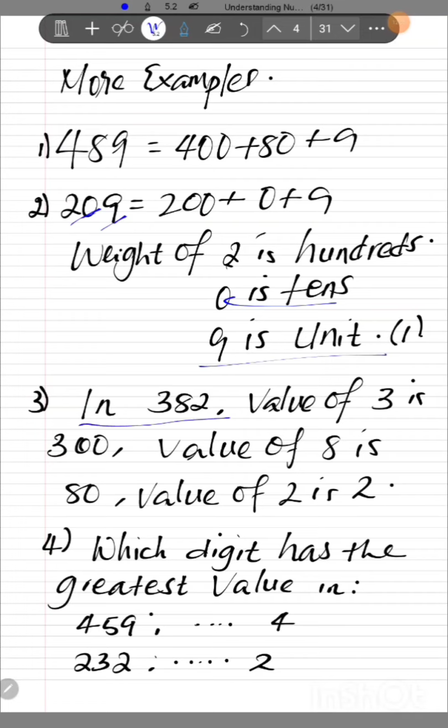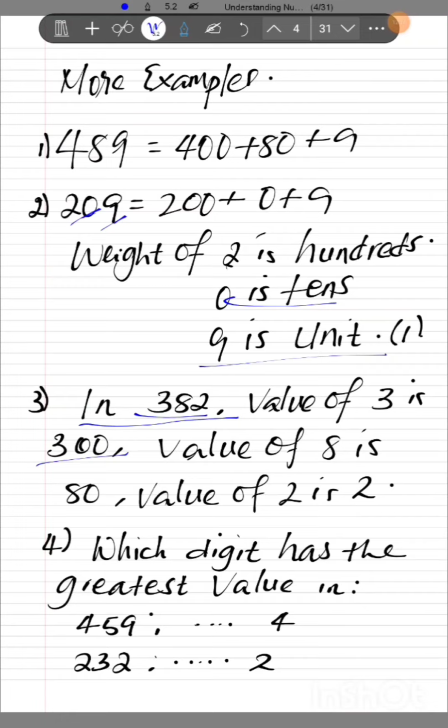Here's another example. In 382, the value of 3 is 300. The weight is 100, its value is 300. The value of 8 is 80. And the value of 2 is just 2, since it's in the units position. So the whole number is 382.